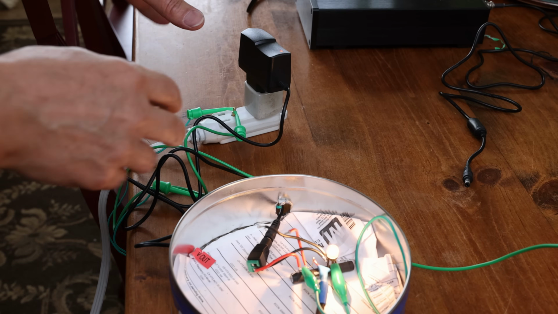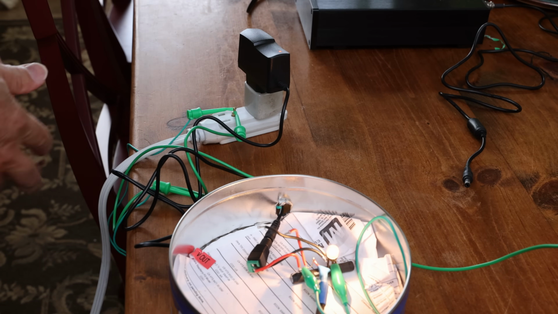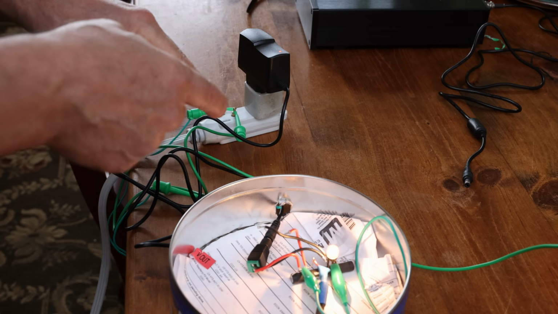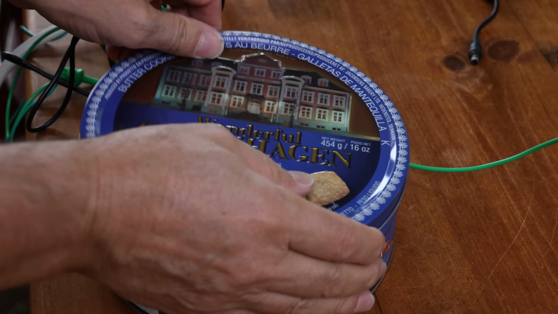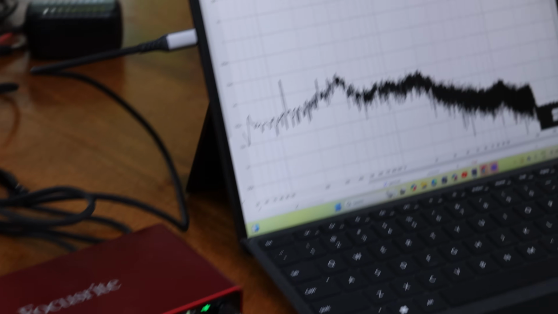Here I'm trying a switching power supply. This is a random one, a low quality one that you see everywhere in your house. You probably have 50 of them here and there. So we're going to test this one out and see. This is a 12 volt and I've got it connected to the load here. Go the lid. Let's have a look.